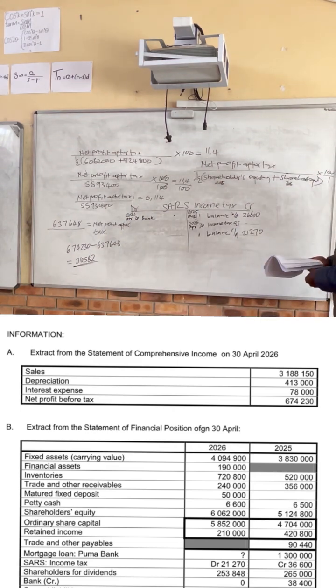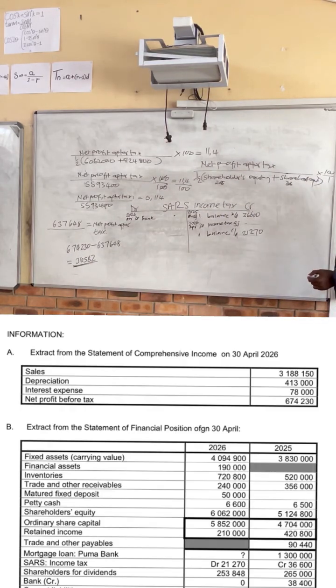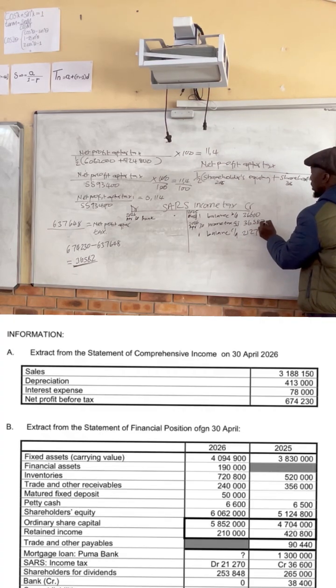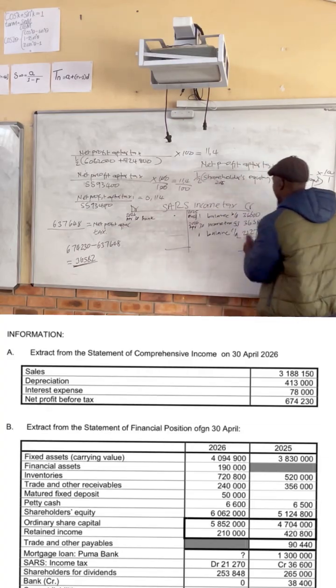Remember, we are going to add to this our SARS income tax. How much is our SARS income tax? Then we are going to add it. It will be 36,582. Then we are going to add these three. Let's add these three.